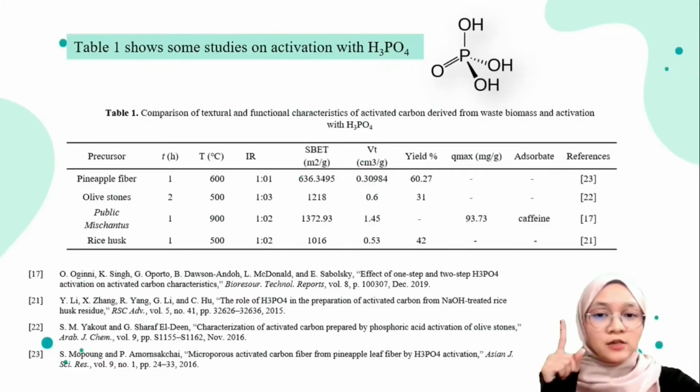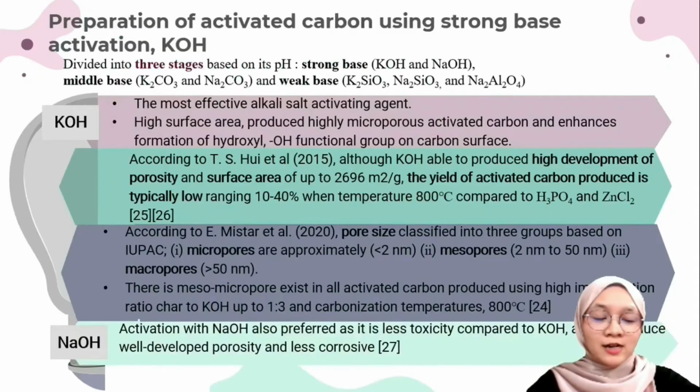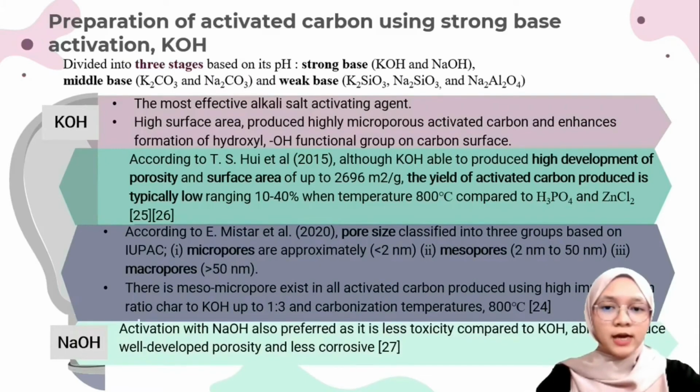The table above shows the comparison of textural and functional characteristics of activated carbon derived from waste biomass and activation with phosphoric acid. Base or alkali chemical substances can be divided into three stages. The first one is strong base, middle base, and weak base. Potassium hydroxide is the most effective alkali salt activating agent, as it can produce high surface area with high porosity and enhance formation of hydroxyl functional groups on the carbon surface.